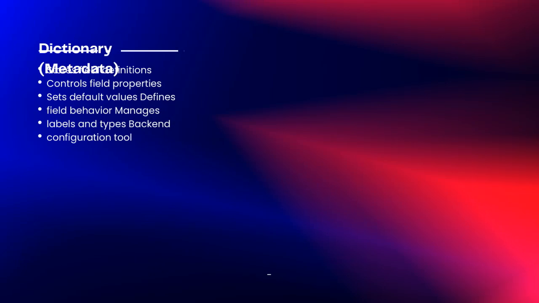Now, let's take a closer look at how we manage our data through the dictionary, or what we often call metadata. This is a crucial part of our system because it helps us define the structure and behavior of our data fields. First, we have the ability to set and store field definitions, which means we can specify exactly what each field should contain. Then, it controls field properties, allowing us to customize how these fields behave and appear to the user. We also set default values, so when a new record is created, it starts with sensible initial data.